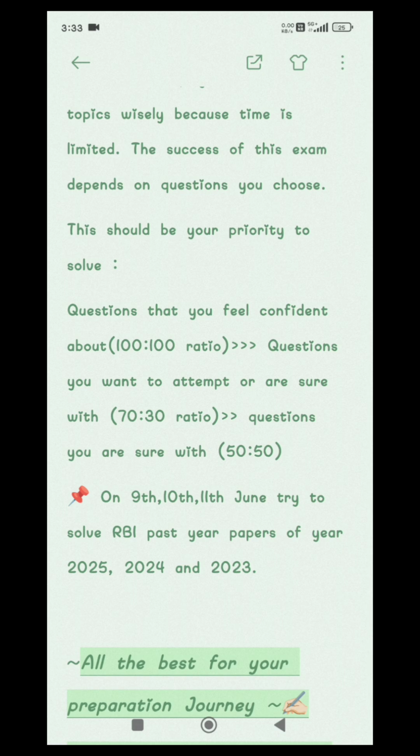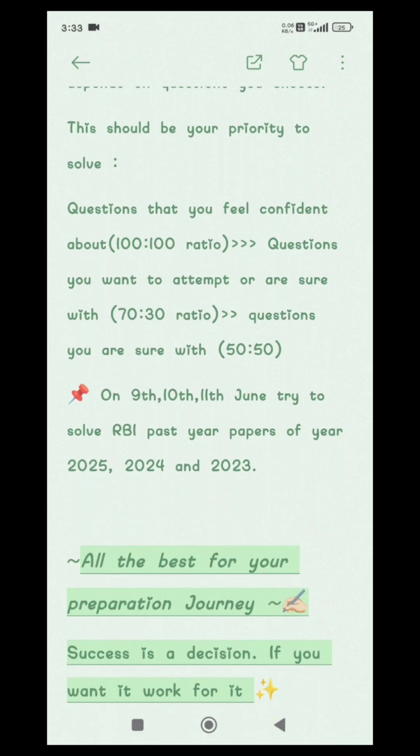The success of this exam depends on the questions you choose. As I've said earlier, it is very, very important. So this should be your priority. What is the priority? Questions that you feel confident about. 100 out of 100 you're confident, that you can do this, and you give me any question from this topic, I'll do it. Do that first.